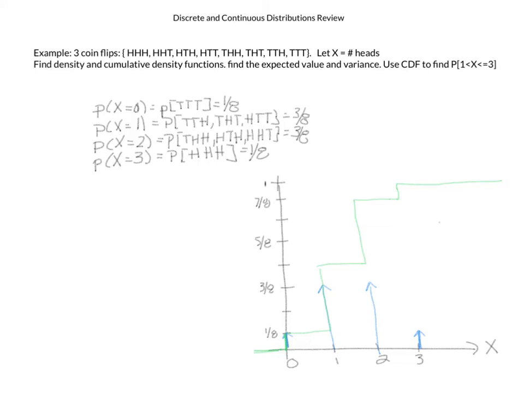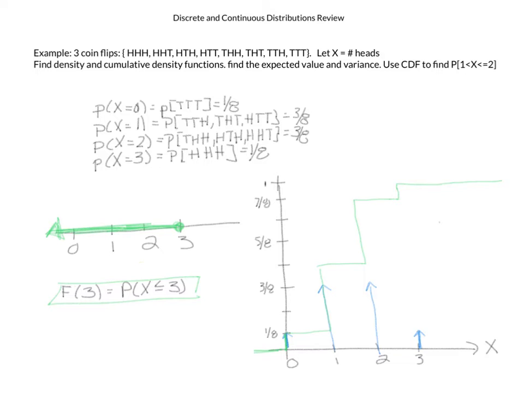I have one last problem to go with this coin flip example, and that's to use the CDF to find the probability that x is greater than 1 but less than or equal to 3. If I didn't have to use the CDF and could use the density function directly, I would look for where x is greater than 1, and that's these two cases, and both also have x less than or equal to 3. So I would add 3/8 plus 1/8, and that would give me 1/2. But I do want to use the CDF because I need to practice using the CDF.